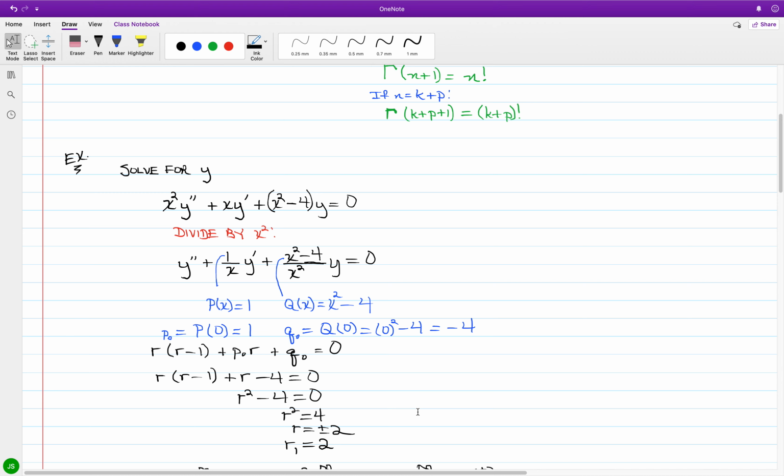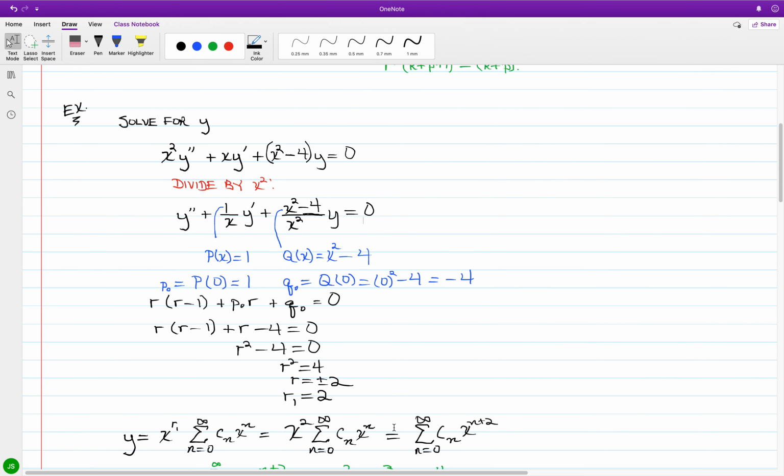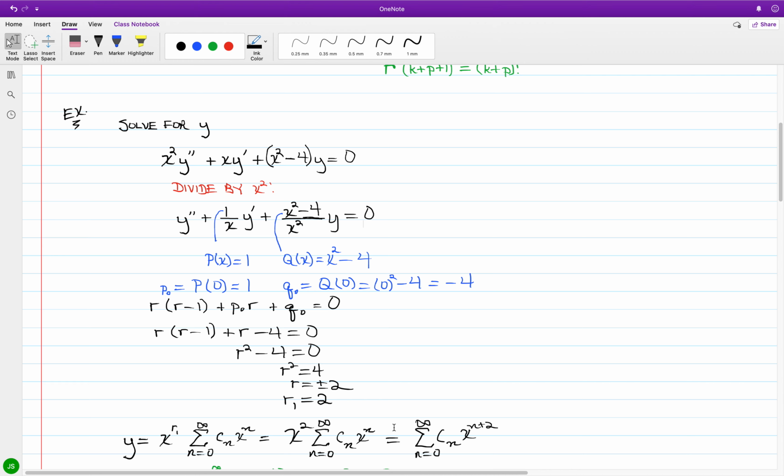And setting up where we can develop the Bessel equation of the first kind, we're going to go with the higher root value, which in this case is going to be positive 2. So for y, we have y is equal to x to the r1 times the summation as n goes from 0 to infinity of c of n times x to the n. With x to the r1 set to x squared, I'm going to multiply x squared and x to the n. So in the rewrite, y is equal to the summation as n goes from 0 to infinity of c of n times x raised to the n plus 2.